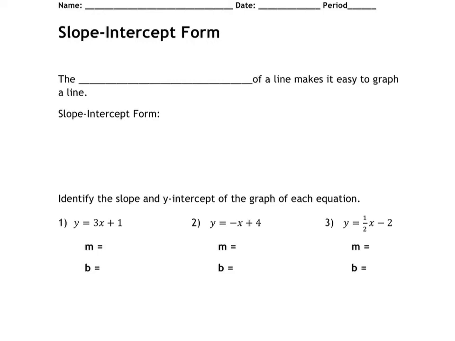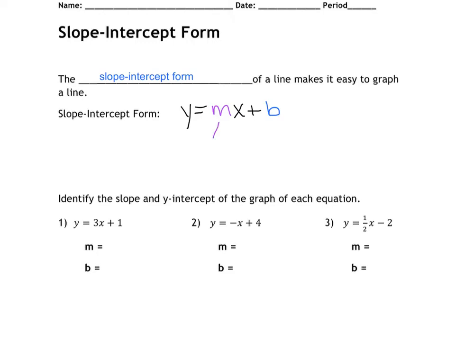So the slope-intercept form of a line makes it easy to graph a line. The slope-intercept form is another way to graph a line. So we have a formula for slope-intercept form, and it is y equals mx plus b. And we need your m and your b to graph the line.